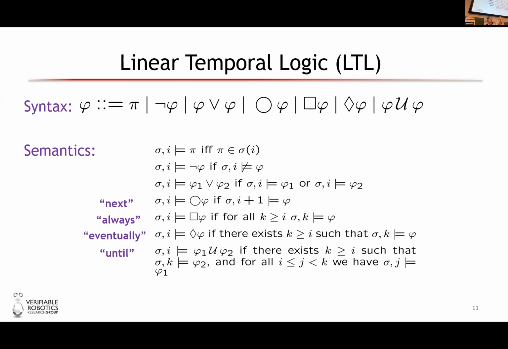So I can think about these operators. I have the notion of next. Next is a little bit tricky in robotics, so we can have a conversation about that separately. The box corresponds to always, the diamond corresponds to eventually, and the U corresponds to until. So something has to happen until something else happens. The semantics are defined over infinite traces. So I have infinite assignments to the truth values of the propositions.